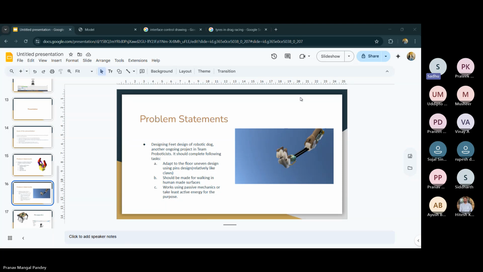Both, good. Anyone else wants to add a cross question? Okay, Pranav, take over. Yeah, sure.